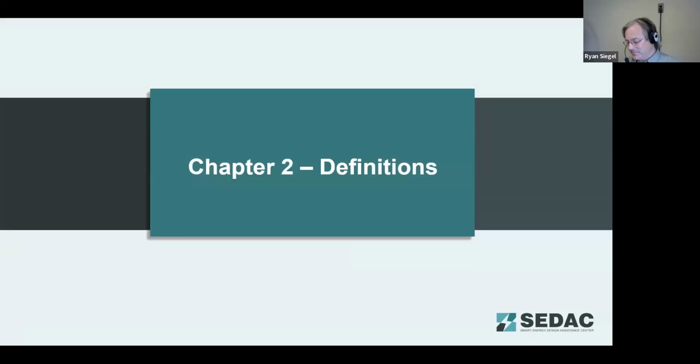So with that, I'm going to turn it over to Robert to go into chapter 2, our definitions. All right, thank you, Ryan. As Ryan said, we're going to move through into some definitions here, and we're not going to go through all of chapter 2. Obviously, there's a lot of definitions there, so we're going to pull out some of the more important ones and see if we can quickly move through this and understand why these definitions are important.